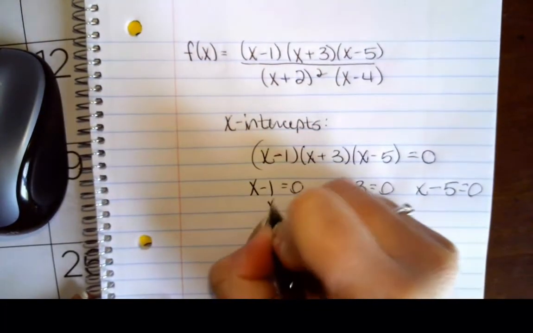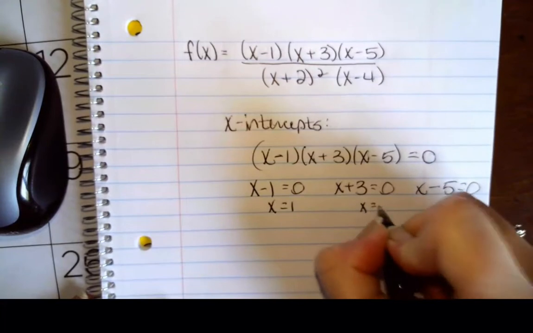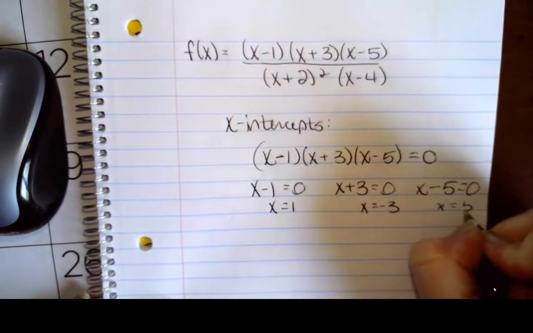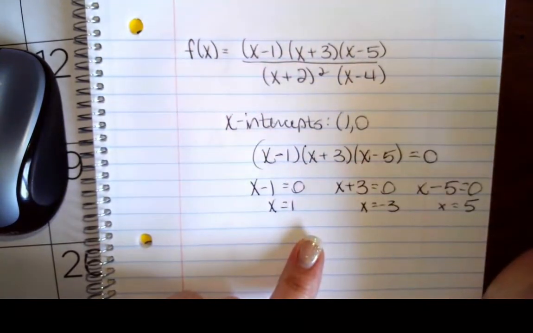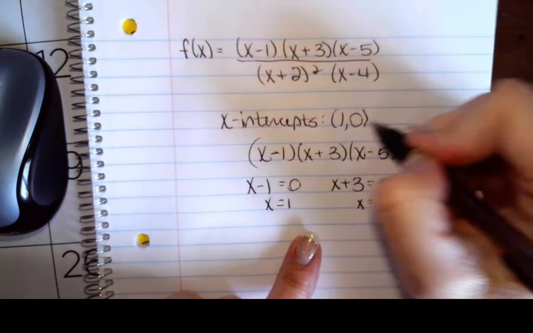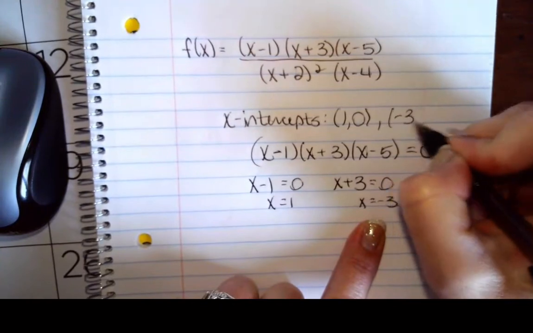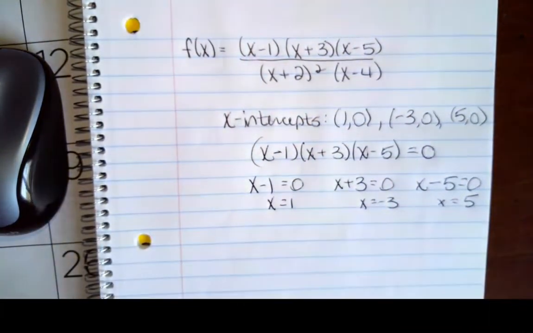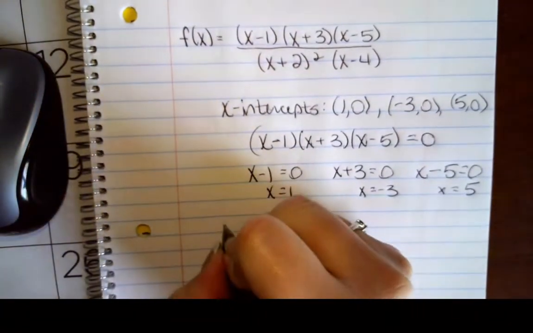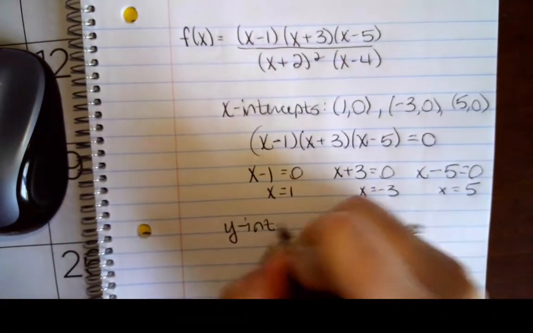So I add 1. I subtract 3. I subtract 5. So I've got x-intercepts, or solutions, or zeros, at 1, at -3, and at 5. So I've got 3 x-intercepts.